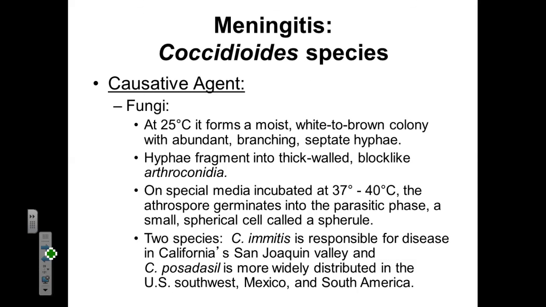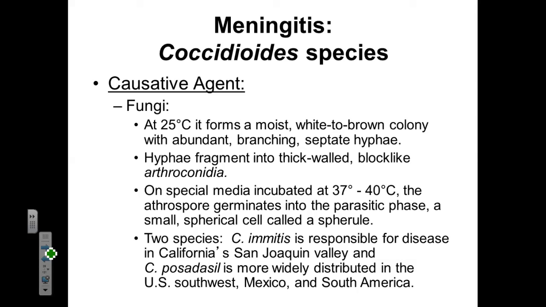Up next, our next cause of meningitis is Coccidioides species. This is a genus of fungi. It's able at 25 degrees Celsius to form moist white-brown colonies that have many branching, fuzzy-looking hyphae. These hyphae can fragment into thick-walled arthroconidia, a special media that is needed for growing this in a laboratory setting. This media will be incubated at higher than body temperature, and at this temperature, the arthrospores will germinate into the parasitic phase of a small spherical cell called a spherule.